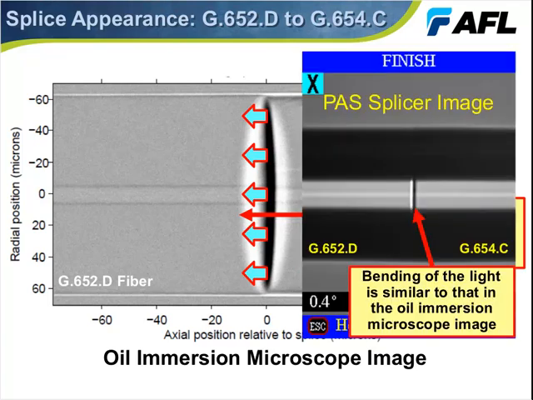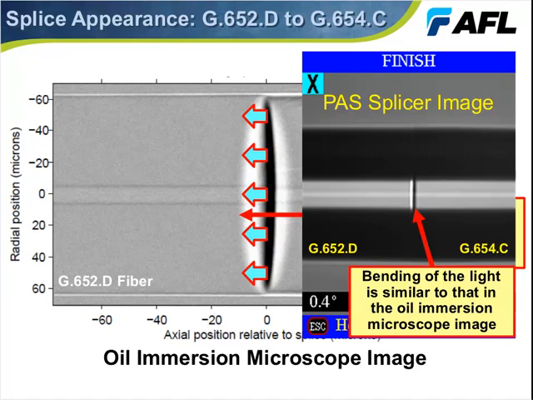And Connie, if you mouse click one more time, we see exactly the same effect in the image on the splicer, and it's quite dramatic. It's quite dark on the 654 fiber side, quite light on the 652 fiber side.